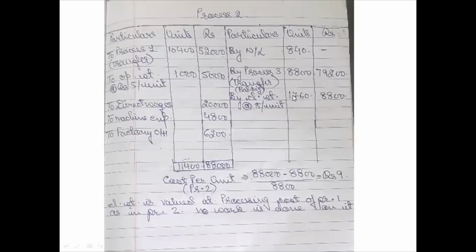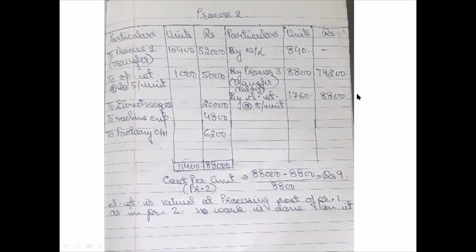What is the value of these particular units is 1760 and they are going to be valued at ₹5, because these units are still going to remain in process 2. They are not being processed under the process number 2. So what is the valuation of these units? 1760 multiplied by 5. So that is your 8800.